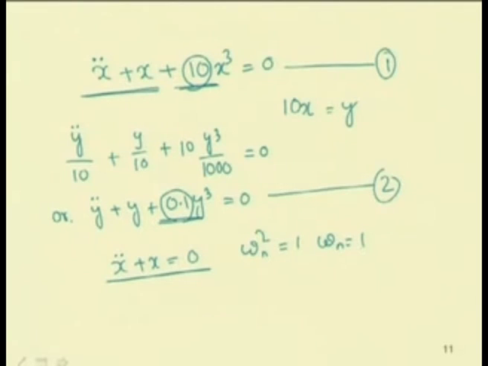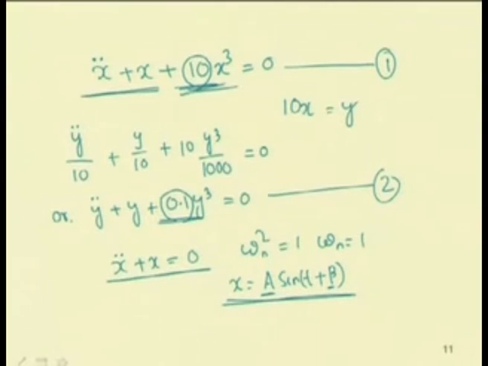So, I can write the solution x equal to a sin, as omega n is 1, a sin(t plus beta), where beta and a can be obtained from the initial conditions. The initial conditions are at t equal to 0. If I know the displacement and the velocity, then I can find x. So, this is the linear part.